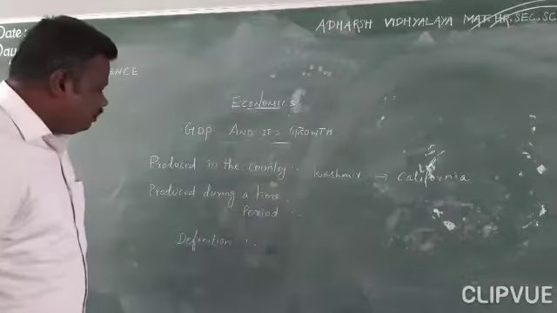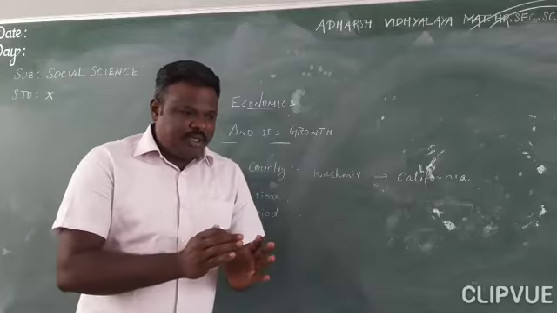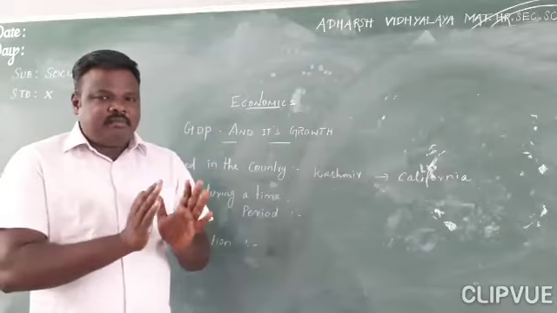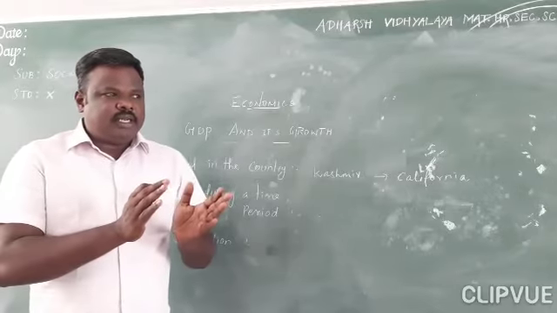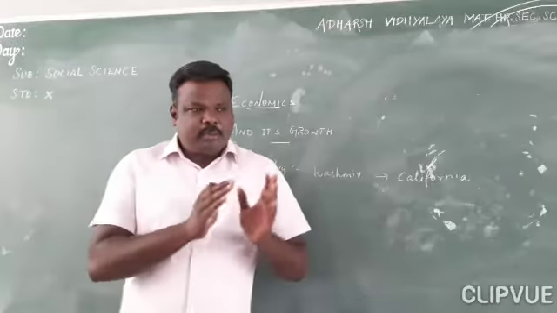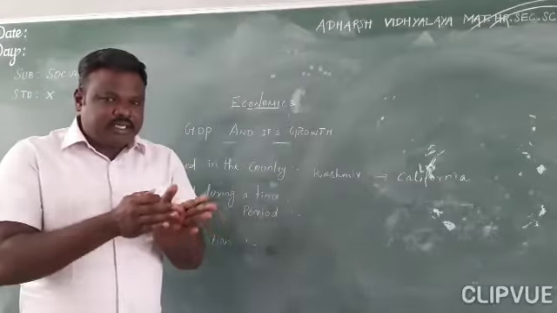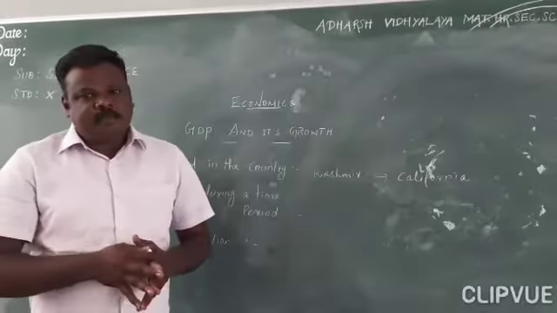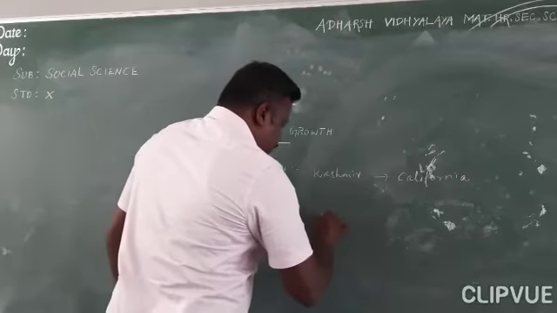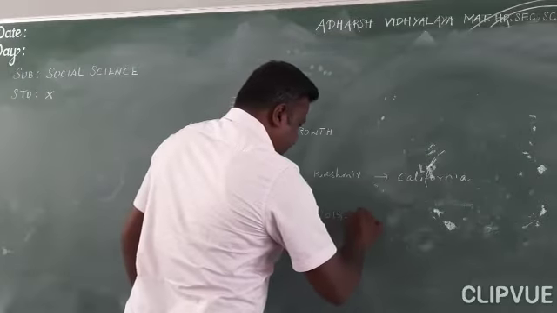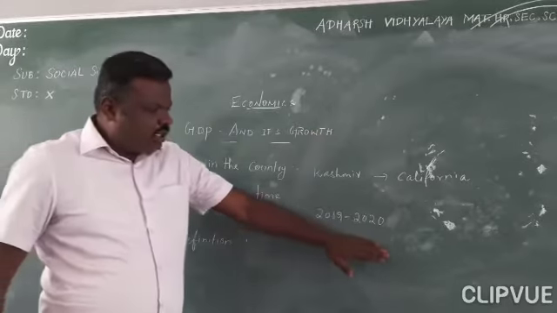You see the second one, produced during a time period. So what is a time period now? A specific time we calculated. Normally, we call it a year of time. Okay, so the particular year of time in which we produced, that particular year's GDP will be added. For your better understanding, we take it as 2019 to 2020. Okay, so this is the one year of time.